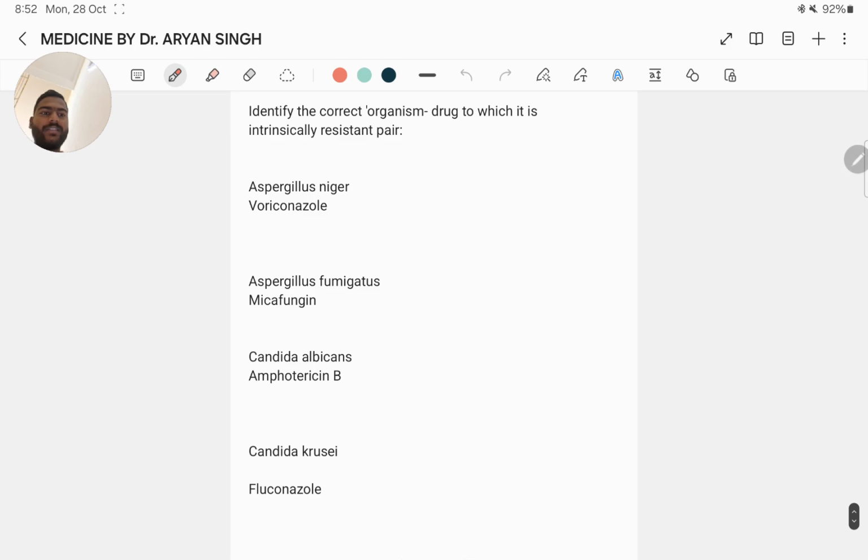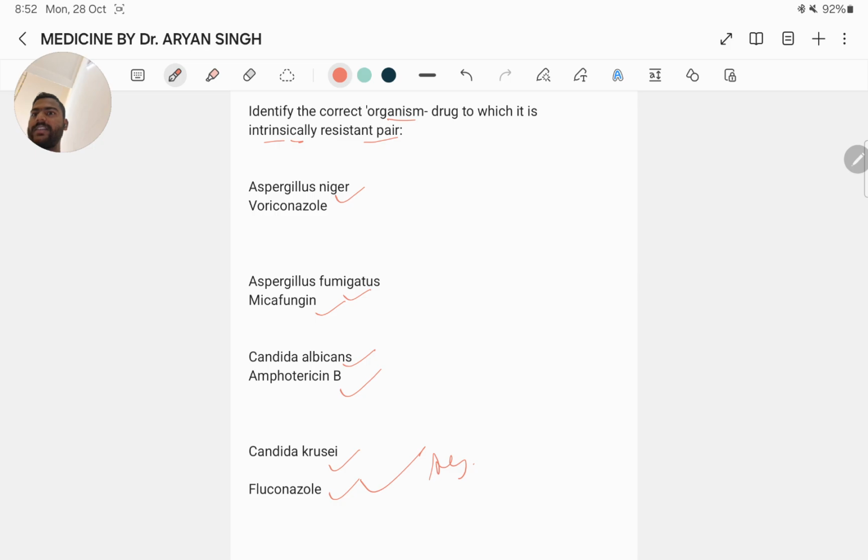Identify the correct organism drug to which it is intrinsically resistant pair. Aspergillus niger voriconazole, Aspergillus fumigatus micafungin, Candida albicans amphotericin B, Candida krusei fluconazole. This one is the answer, because among the given options, the Candida krusei fluconazole is the intrinsically resistant pair to fluconazole.